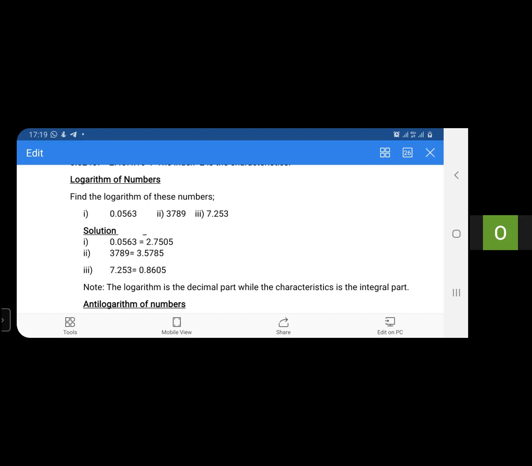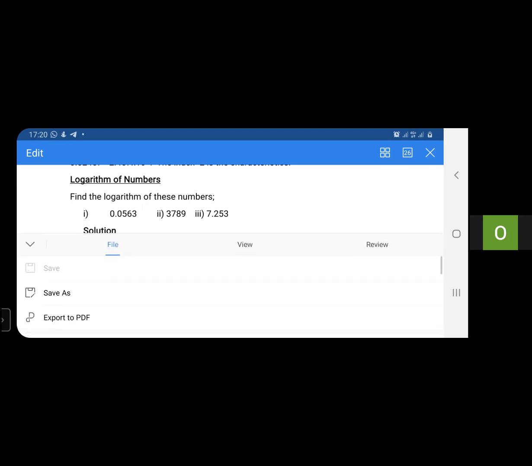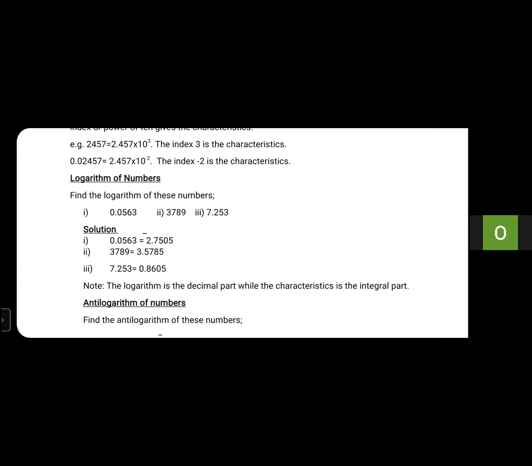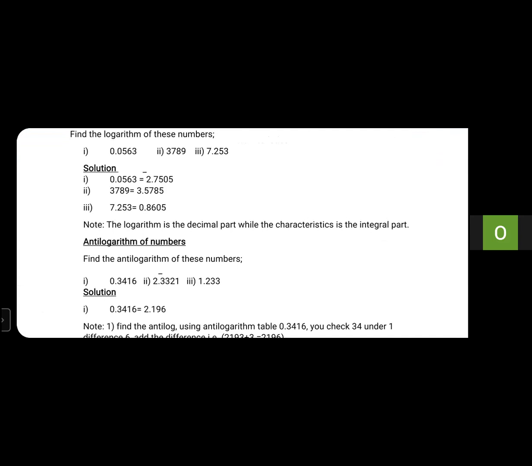Now, looking at the first example, 0.0563, the logarithm is bar 2.7505. That bar 2 means minus 2. Sorry, I'm not using the chalkboard today, so my explanation will be somehow. You have to follow me. 0.0563, the first example. Do you know where I am? Yeah? Solution under logarithm. Yes.